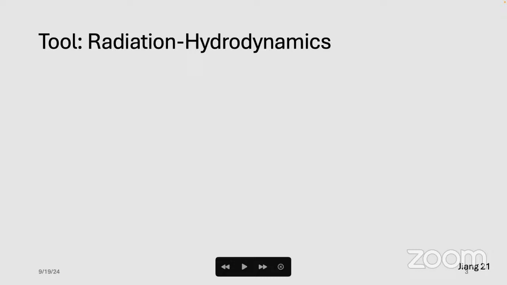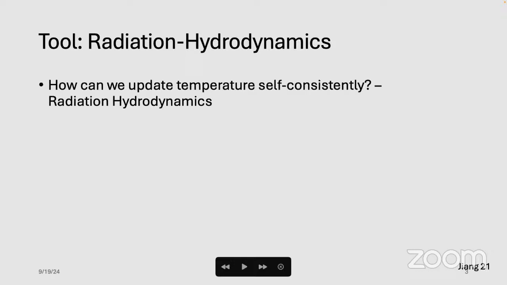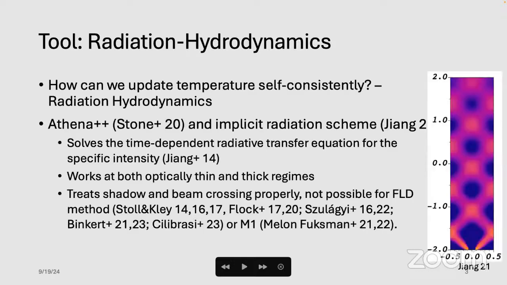So we want to study the dynamics and the radiative transfer together, and we need to use a radiation hydrocode. I want to introduce a very good radiation hydrocode, Athena++ with its radiation module, because this one is really good compared to other codes on the market. It can work in both optically thin and thick regimes, and what makes it very unique is that you can pass the shadow and beam test. The beam test is a very simple physical problem, but it's really hard to realize in this kind of radiation hydro simulation.